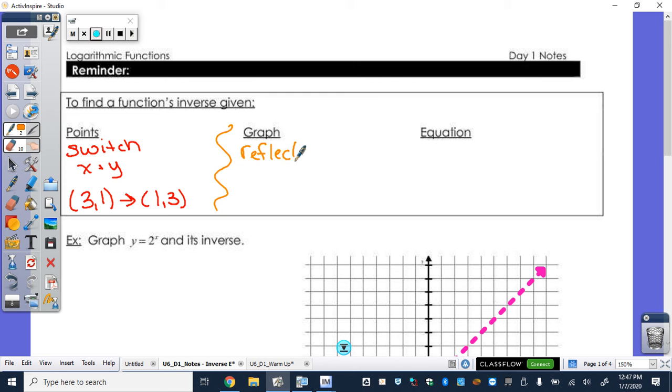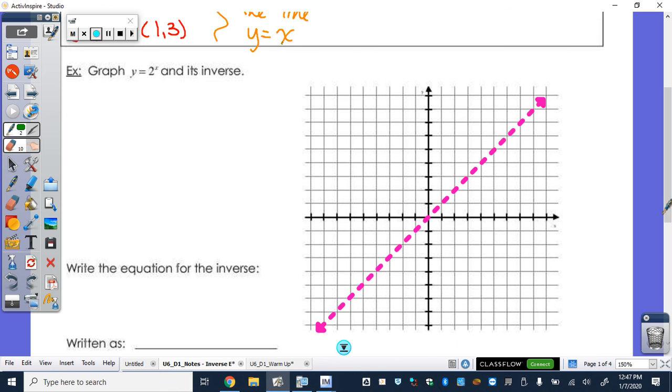Reflect over the line y equals x. The line y equals x is just a line that goes through the origin, has a slope of 1, so it's up 1 over 1, up 1 over 1, up 1 over 1. Which is that line that I have already drawn on the graph there. Not on your notes, but in my notes I do.